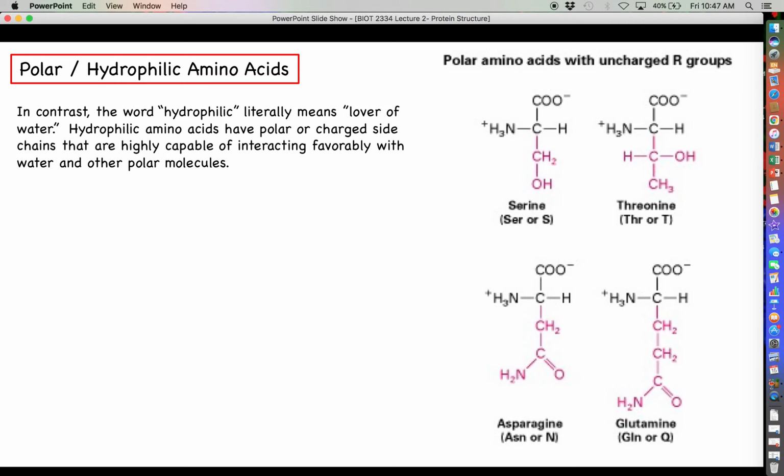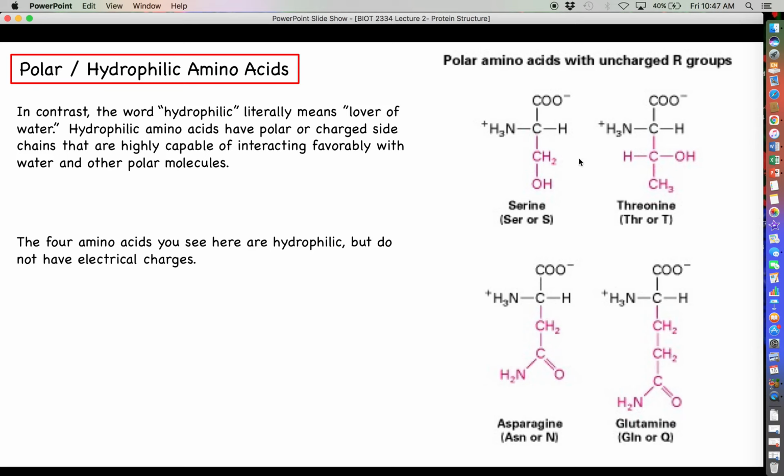And as such, these are going to be very highly capable of interacting with water in a good and favorable way. So these side chains are going to be very willing to interact with water that is surrounding your protein, whereas the hydrophobic ones are not going to be so crazy. They'll want to kind of hide away from the water. So the 4 amino acids that you see here are not the only hydrophilic ones, but they just happen to be the ones that do not have electrical charges. So we'll go ahead and start with them.